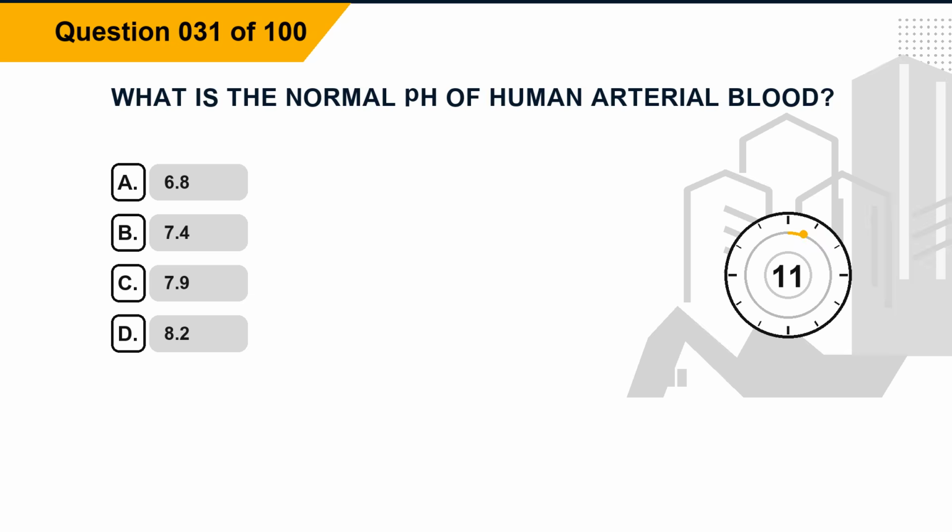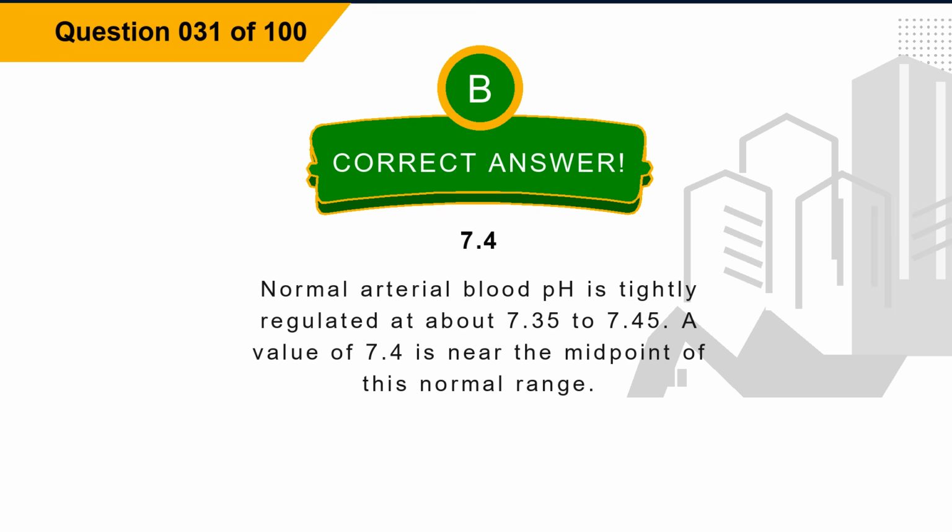Question 31. What is the normal pH of human arterial blood? Option A, 6.8. Option B, 7.4. Option C, 7.9. Option D, 8.2. The correct answer is option B, 7.4. Explanation. Normal arterial blood pH is tightly regulated at about 7.35 to 7.45. A value of 7.4 is near the midpoint of this normal range.